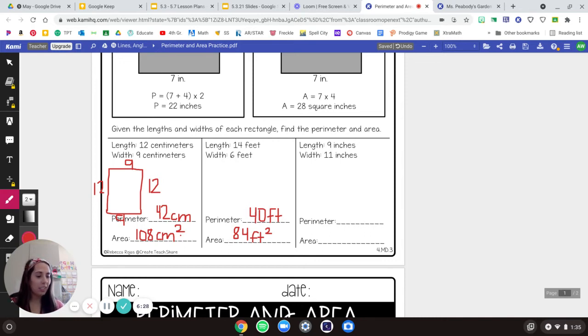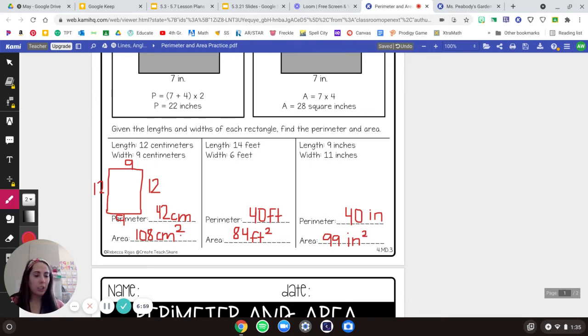All right, well, you should have gotten your perimeter, again, of 40 inches this time. 40 inches. And your area should have been 99 inches squared with that little 2 up above, or square inches.